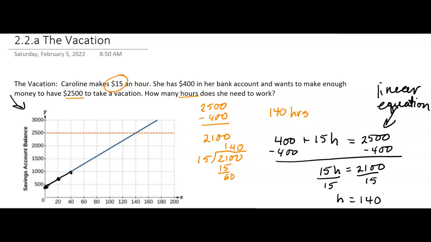Okay, and then what we were looking for right here, where she has 2,500, is that point right there. And you can read off the graph that it was 140 hours, just like we said. So this is where we're going with this section. Just an introduction here.